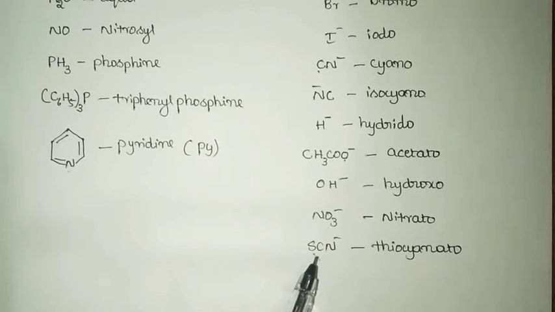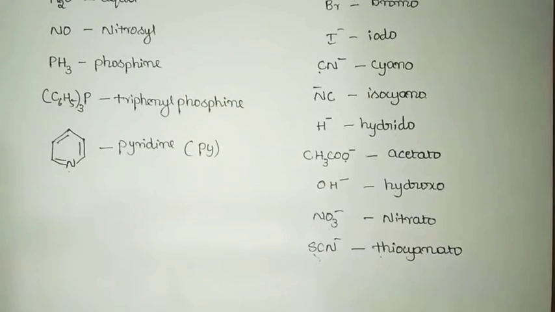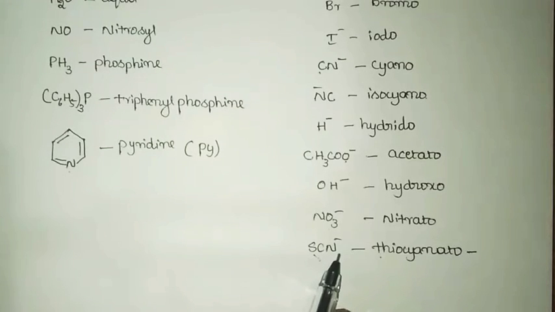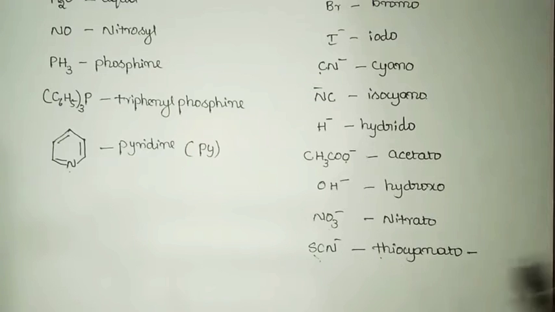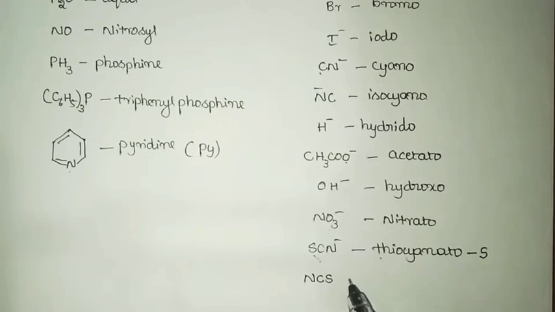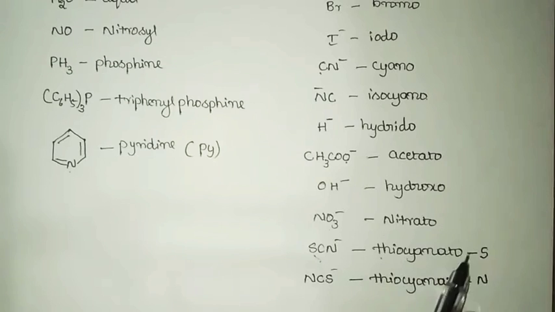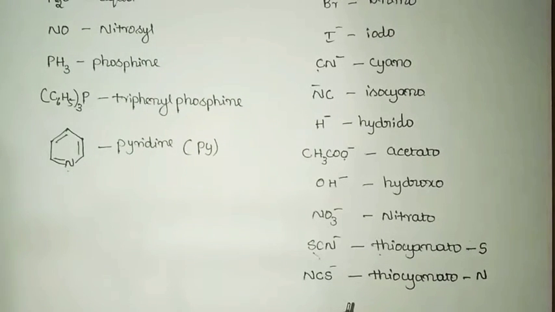thiocyaneto. But after writing this name, we should indicate among the sulfur and nitrogen which is the ligating atom. So here the sulfur is the ligating atom, so thiocyaneto S. And instead of sulfur, if nitrogen is acting as the ligating atom, then again the same name thiocyaneto, but the ligating atom is N. So like this we should write the names by indicating the ligating atoms.